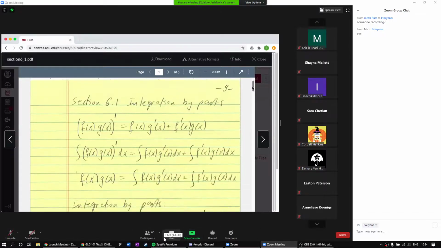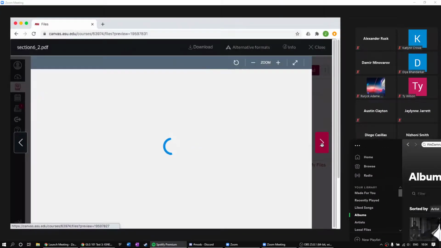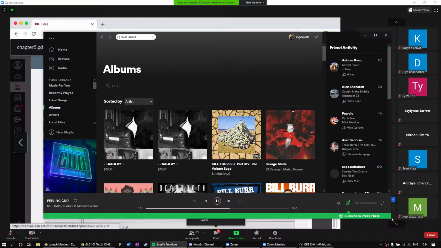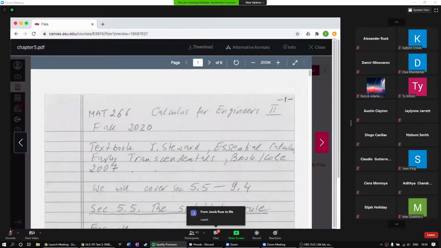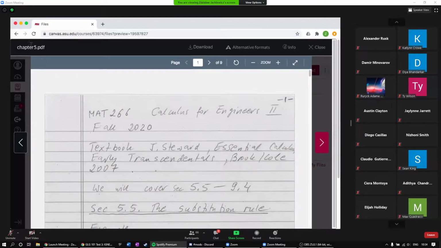So you see integration by parts. What? I probably opened the wrong file. Let's see.